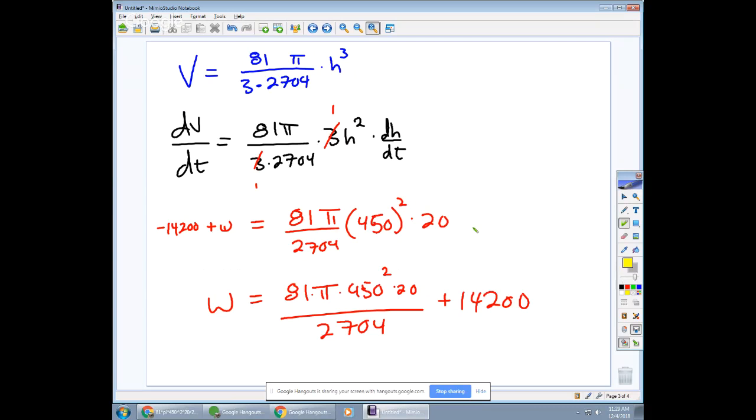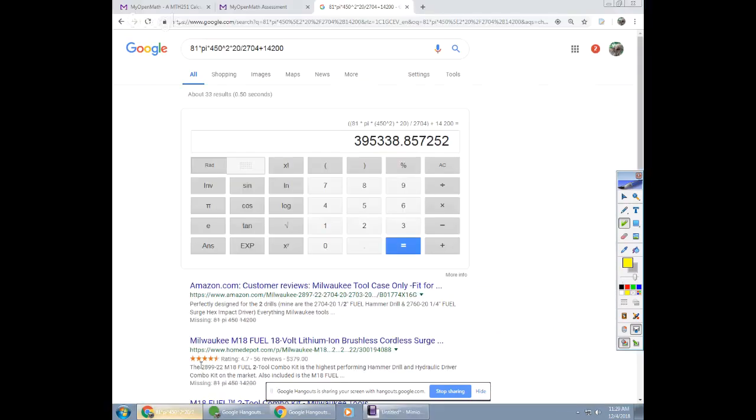So 81 pi, 450, 81 pi 20, all over 27. Oh, I typed that in wrong. Okay, I see. Let me try this again. And that equals 39,5339. All right, that matches mine. Must be right.